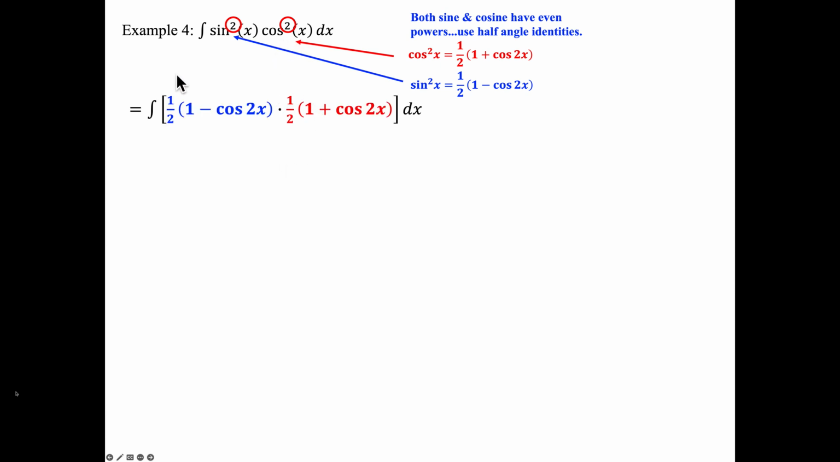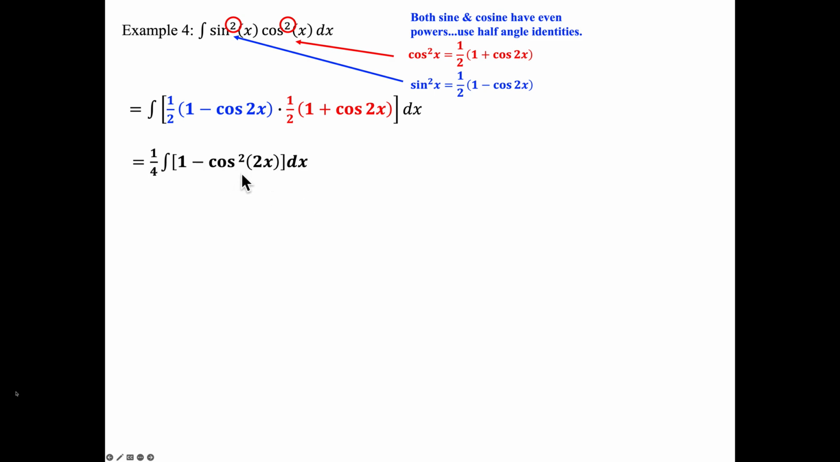Now, take a close look at what's happening here. We're multiplying this all together, so 1/2 times 1/2, that's going to be 1/4. We're going to move that out front. Then I'm going to multiply these two binomials together, which happen to be a conjugate pair. That's going to give me 1 minus cosine squared of 2x.